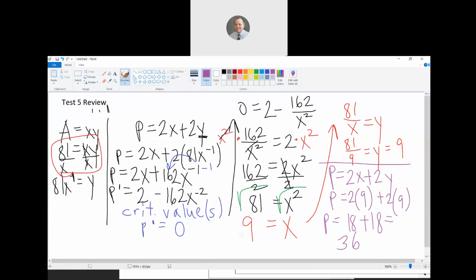Again, right here, remember to only accept the positive answer because dimensions, as you know, cannot be negative.